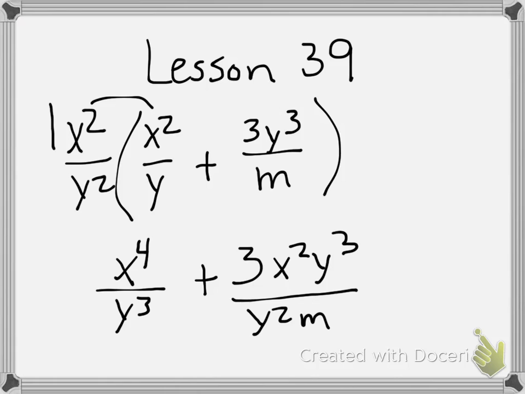Well, we have y's on both the bottom and the top. And if you remember, anytime we have a variable with an exponent on the top and a variable with an exponent on the bottom, we have to subtract them. So when we do this, we take 3 minus 2, and that leaves us with just y. So we'll eliminate the y squared, and we'll eliminate the third here, and it'll leave us with a final answer of x to the fourth over y cubed plus 3x squared y over m as our final answer.